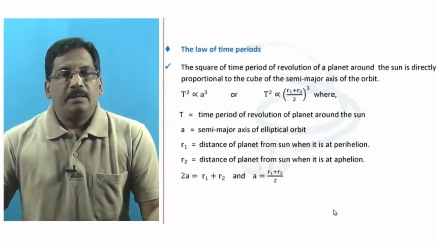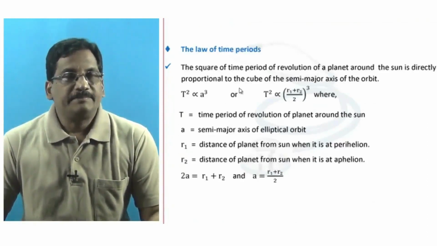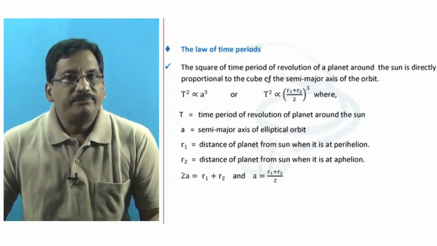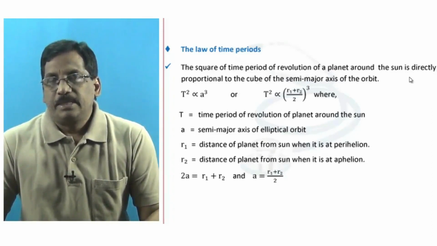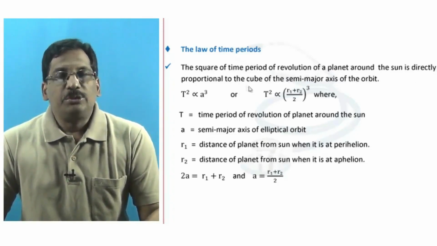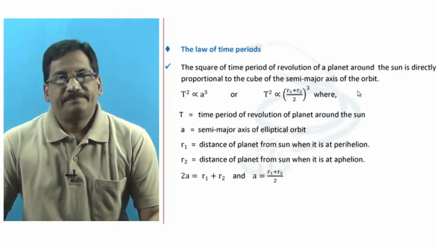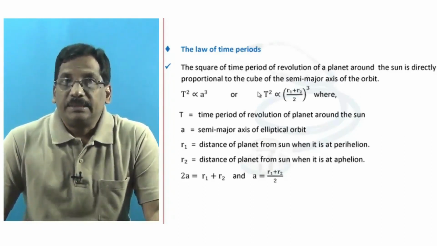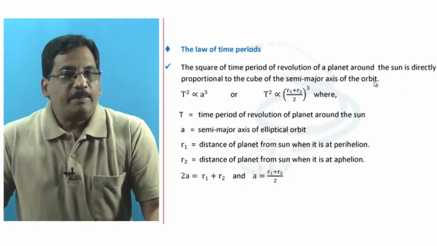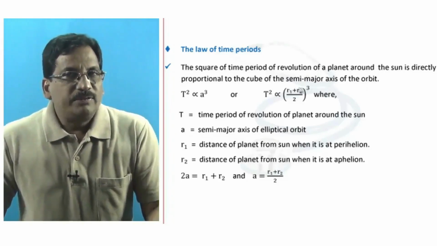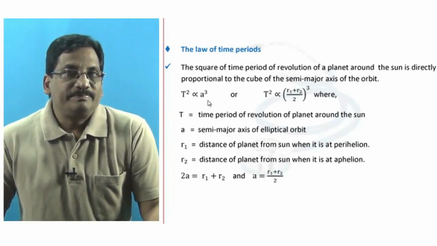And then let's look at the important points under the heading, the law of time periods. The square of the time period of revolution of a planet around the sun is directly proportional to the cube of the semi-major axis of the orbit, that is T square proportional to a cube.